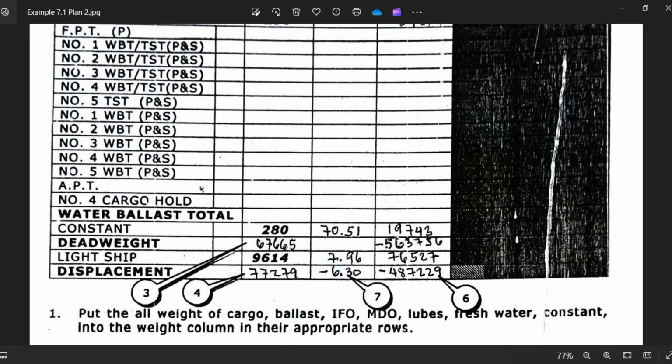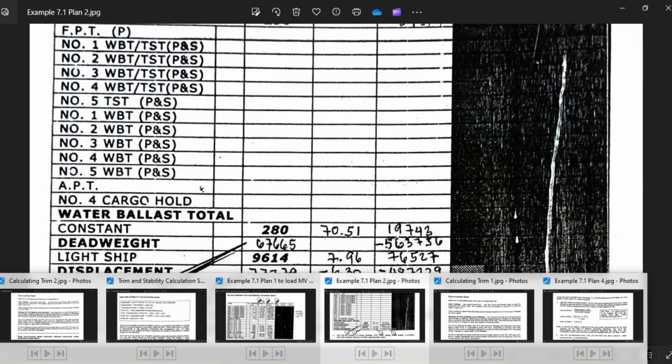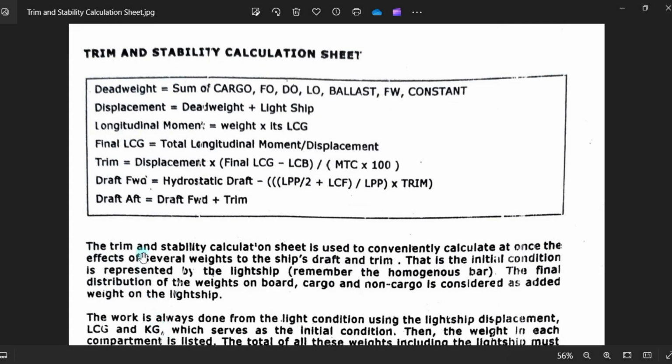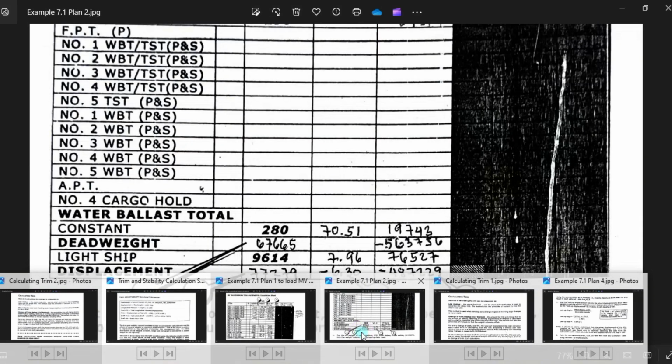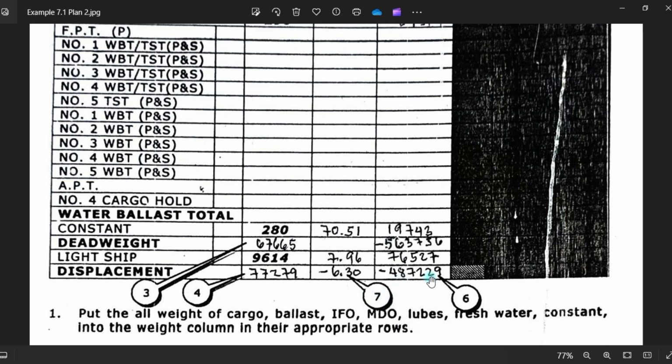And what will be your final LCG? Okay, your final LCG, it says here, is total longitudinal moment over displacement. So here, your total longitudinal moments over your displacement will be your final LCG. So your final LCG is negative 6.30. Okay.